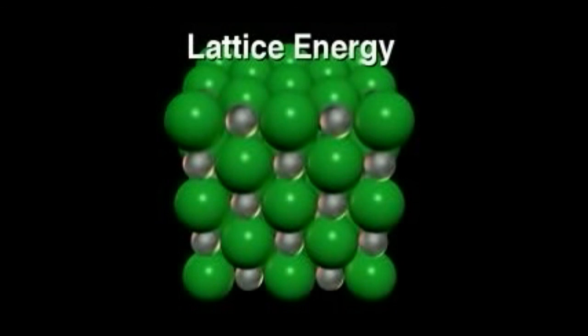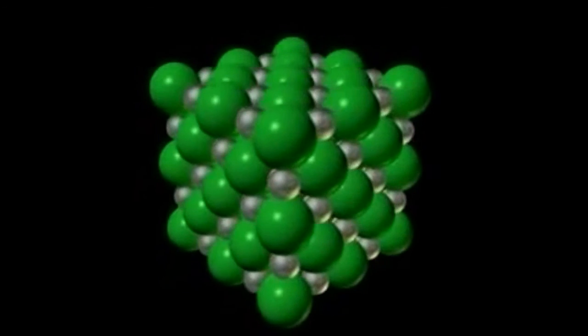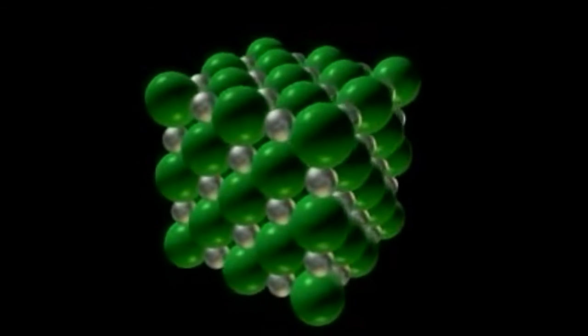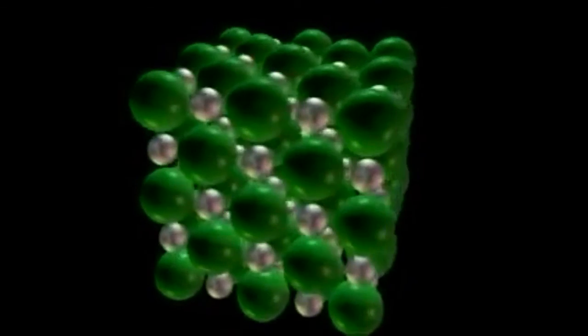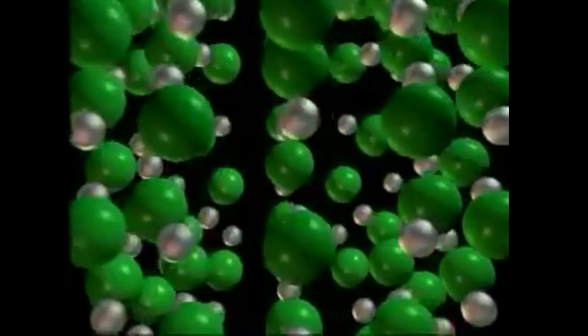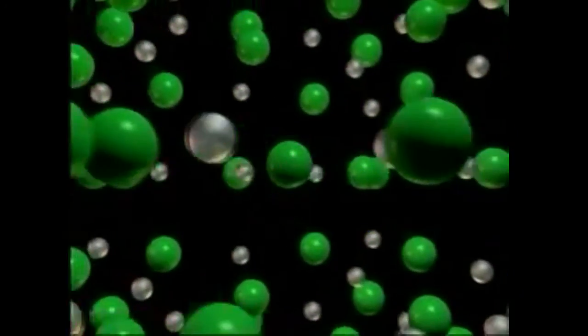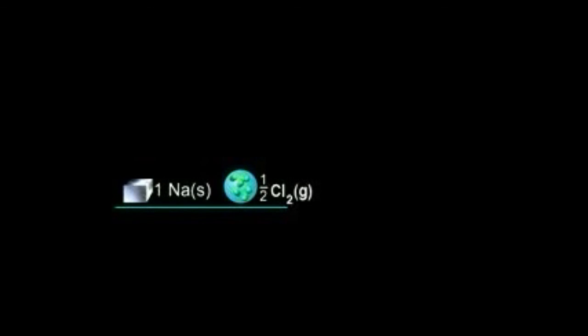The lattice energy is the energy required to completely separate a mole of a solid ionic compound into its gaseous atoms. The lattice energy is difficult to determine directly from experiment. However, it can be calculated from other quantities that are known by taking advantage of a thermochemical cycle called the Born-Haber cycle. Let's begin with a mole of solid sodium and half a mole of molecular chlorine gas.